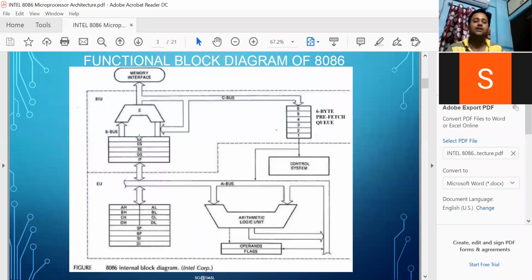For this purpose, like ES, SS and DS, different registers are available. Those can be used as offset registers. And these are SP, stack pointer, BP, base pointer, SI, source index and DI, destination index. These registers are special purpose registers. Those are stored inside this block, which is in the execution unit section.